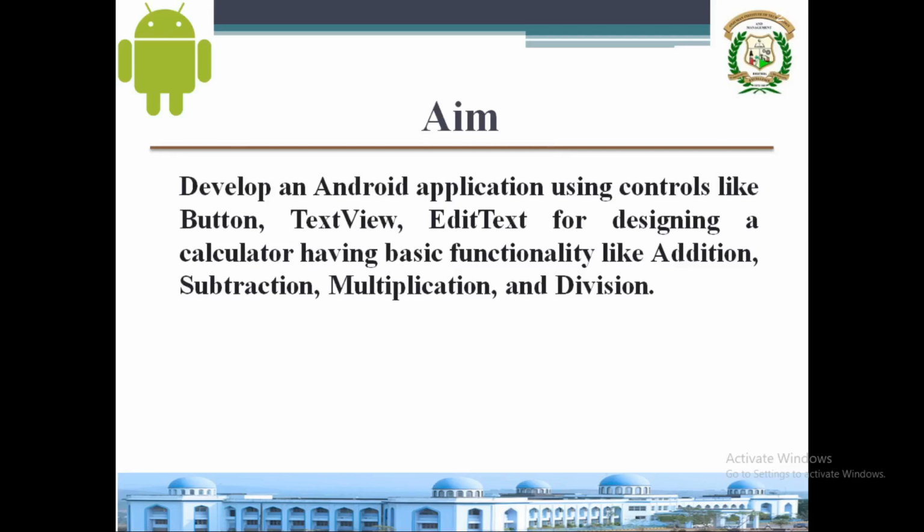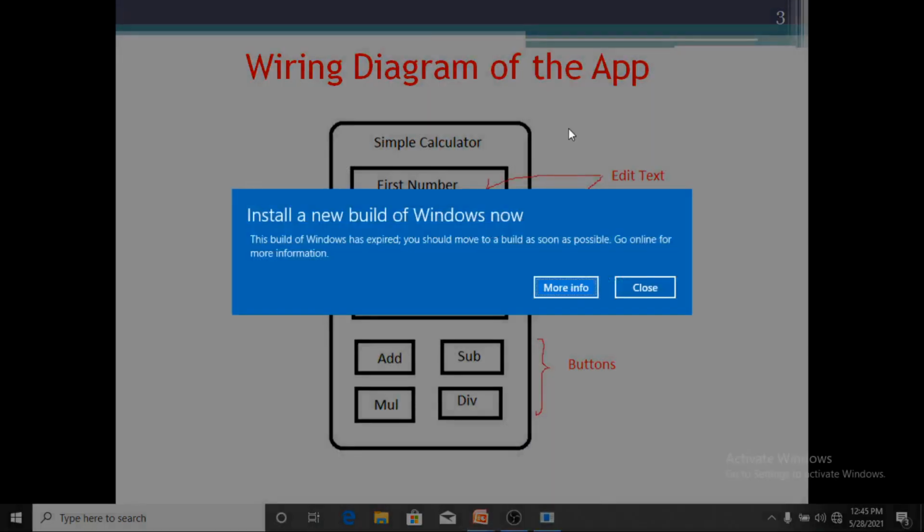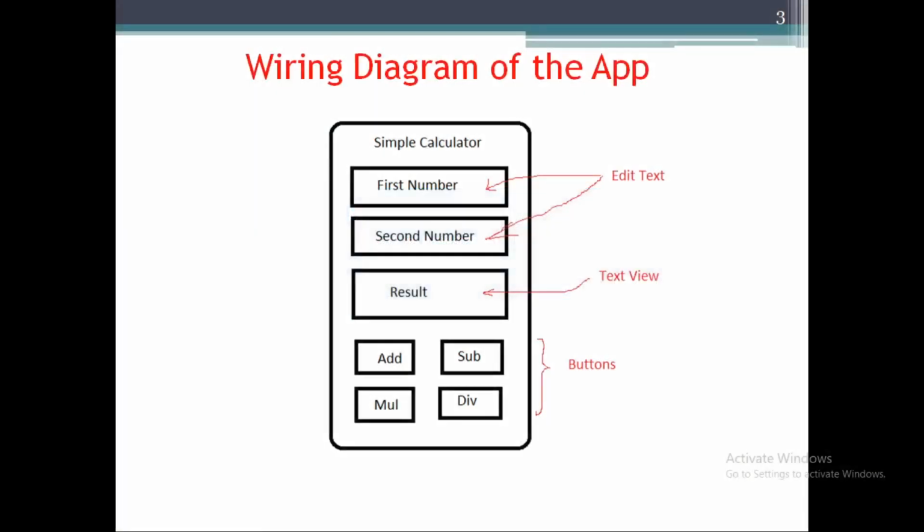Okay. Let me go towards the wiring diagram of this app. It's a simple calculator. I am having two edit text, which are the first number and second number entry points. Those are edit text, and whatever output or results are there, that is displayed in a text view. And for operations, I am adding 4 buttons like add, subtract, multiplication and division. Okay, there are 4 buttons to be added.